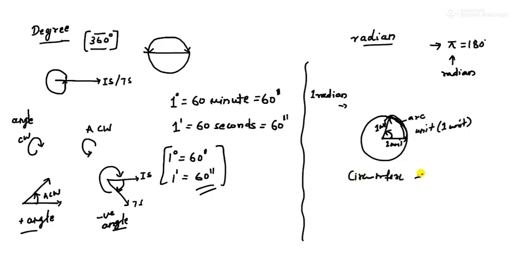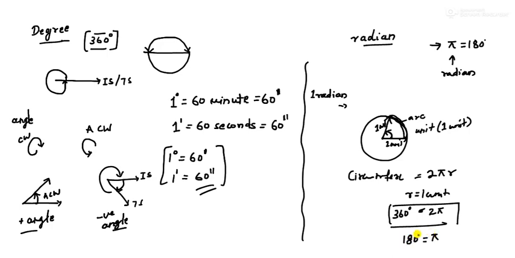Now we know the circumference of a circle is 2 pi r, correct? So if r, that is the radius, is equal to 1 unit, then what will be the length of the arc? It is 2 pi, correct? The length of the arc will be 2 pi. So 2 pi will cover how much of the total angle? It will be 360, right? So 2 pi means 360 degrees, and with this we get pi as 180 degrees. So the value of pi is 180. You have to remember this.